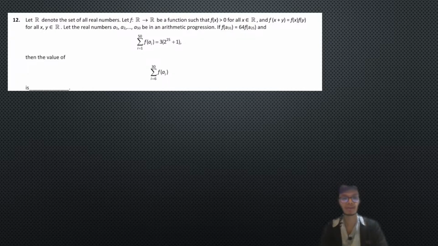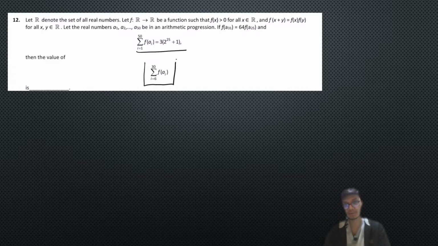Then it says that the real numbers a1, a2, and so on up to a50 are in arithmetic progression, such that f of a31 is equal to 64 times f of a25. It's also mentioned that the summation of the numbers is given as something like this, and you have to find out the value of this particular summation. That is what you have to figure out.